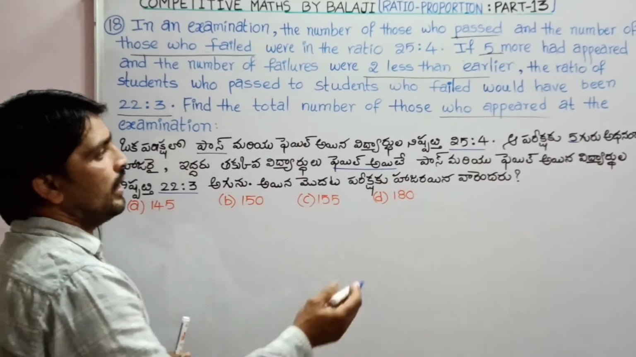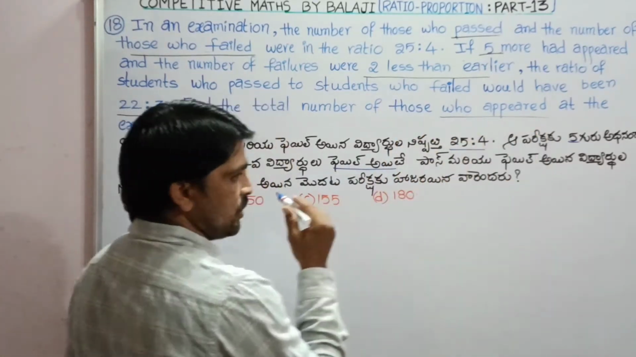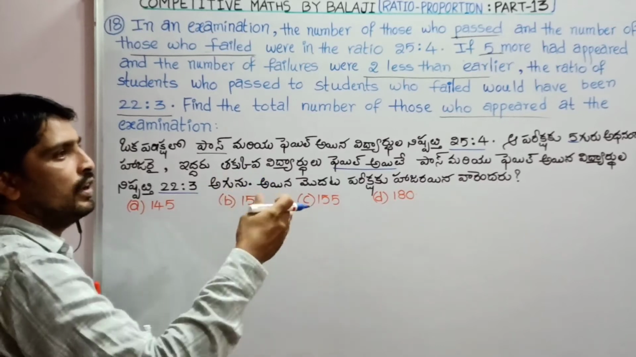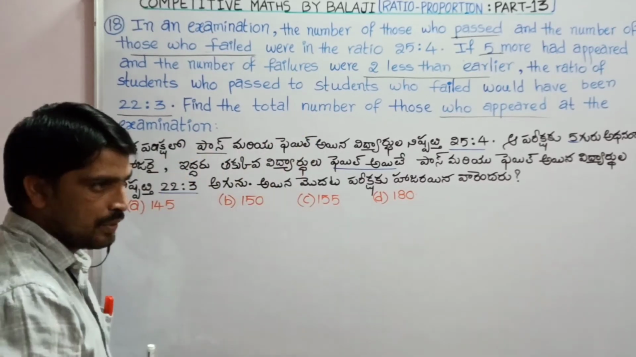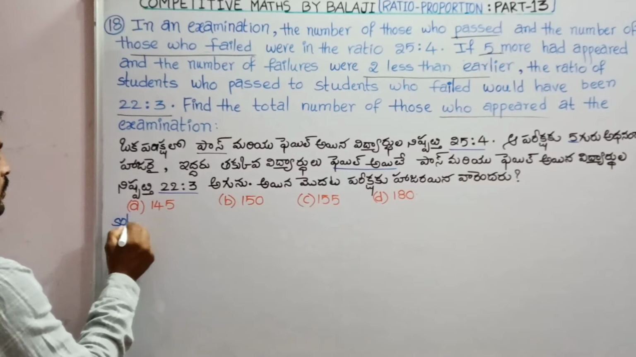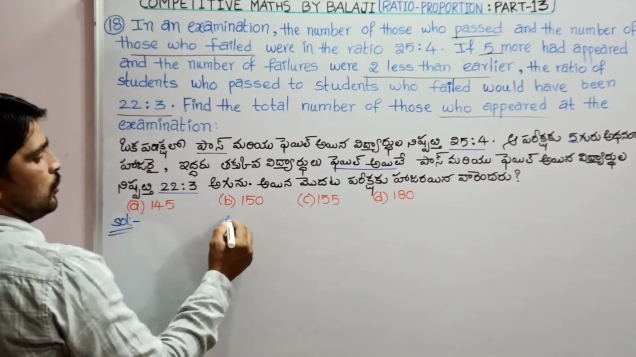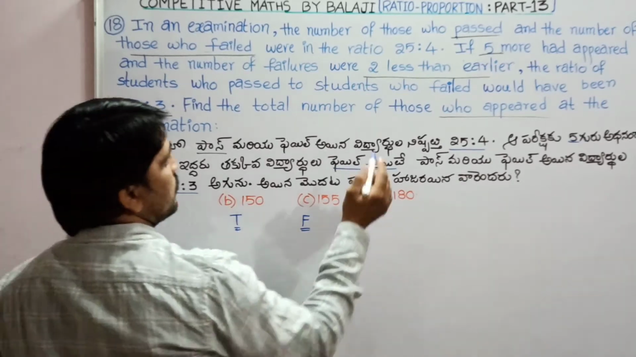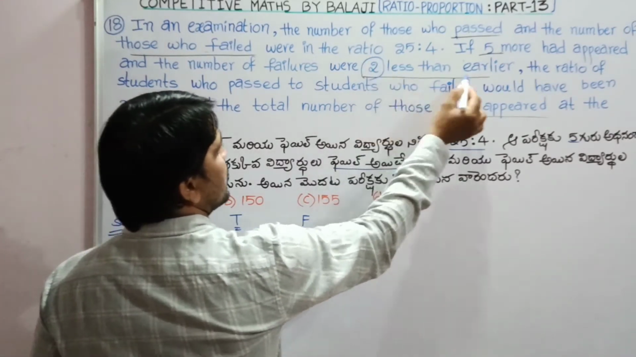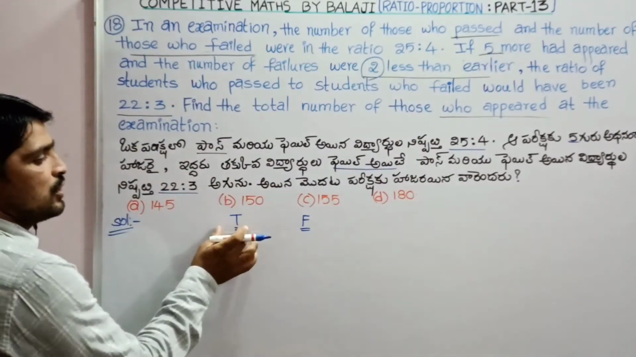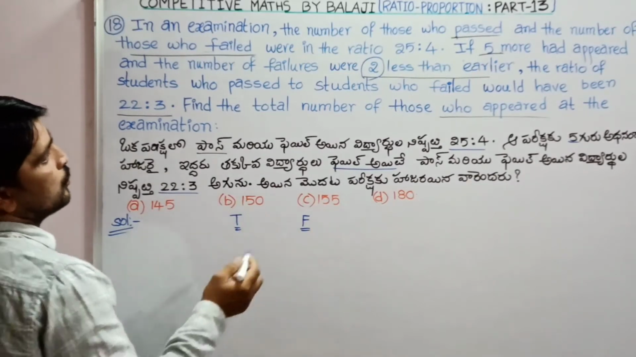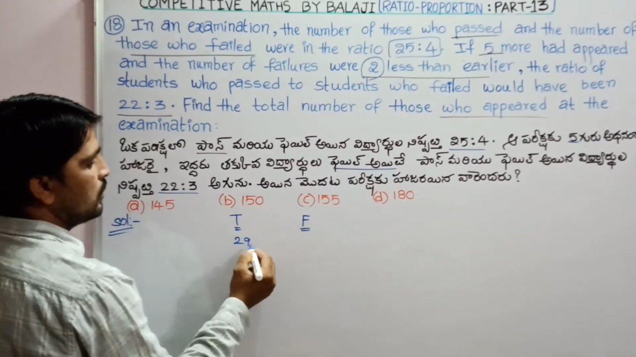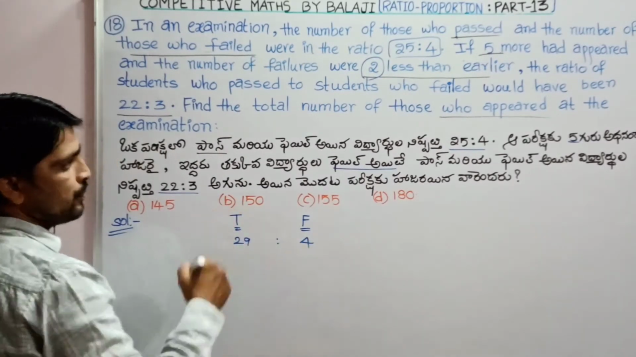So we have to find the people who appeared at the examination. That means the students who passed and who failed, both appeared for the examination. So consider total to failure, as the failures were 2 less than the earlier, as given. Initially, total is 25 plus 4, 29, failure is 4, so 29:4.